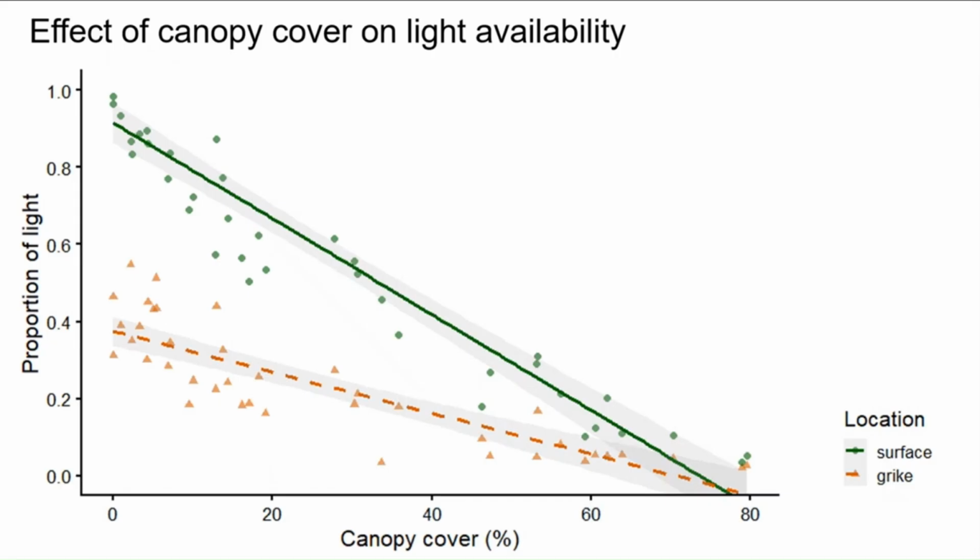So first, light. How is light affected by canopy cover? This is a figure showing canopy cover on the x-axis and light proportion on the y-axis, that's the amount of light reaching the pavement compared to the ambient conditions on the day. There are 2 lines. The top solid green line is looking at the surface of the pavement, and the dotted orange line is at a depth of 25 centimeters in the grike, so relatively shallow in the pavement. What you can see is that canopy cover causes light to decrease, which is exactly what you'd expect to see. But it's quite nice to have some data here.